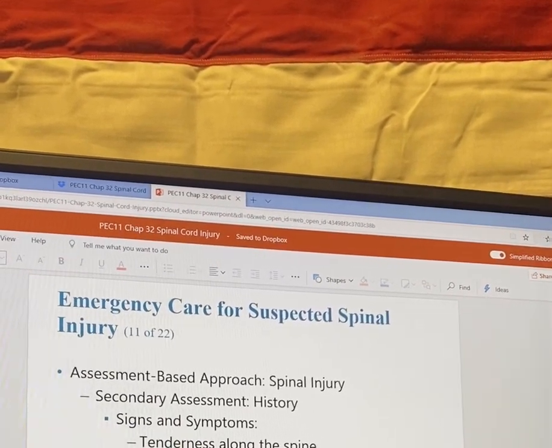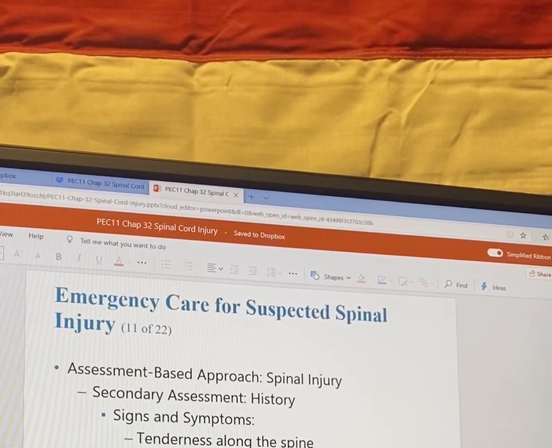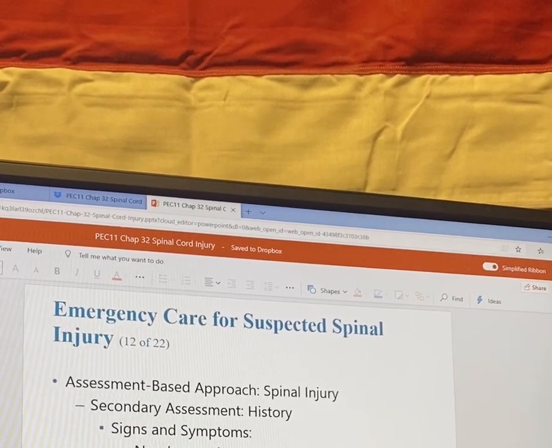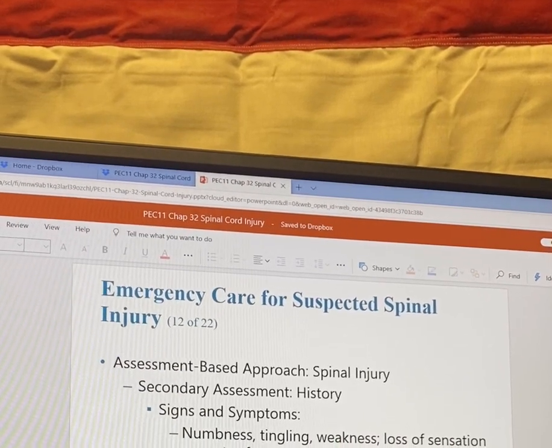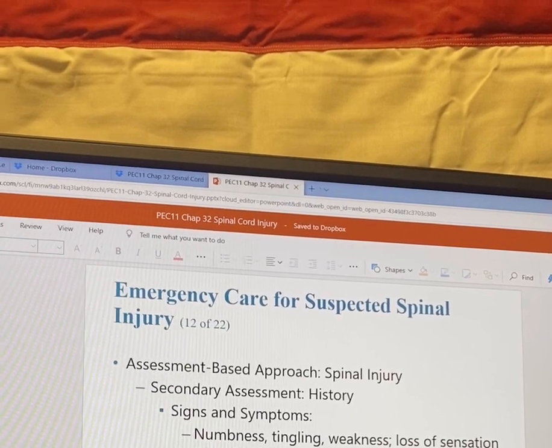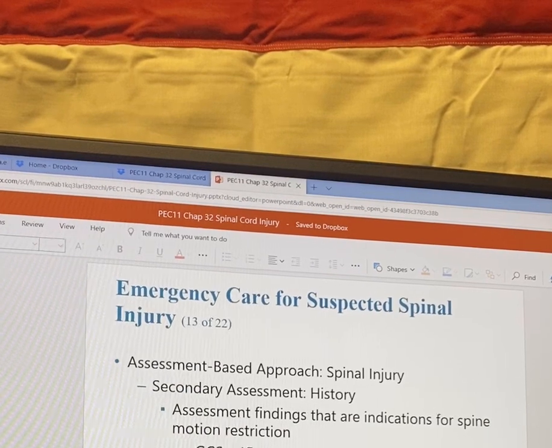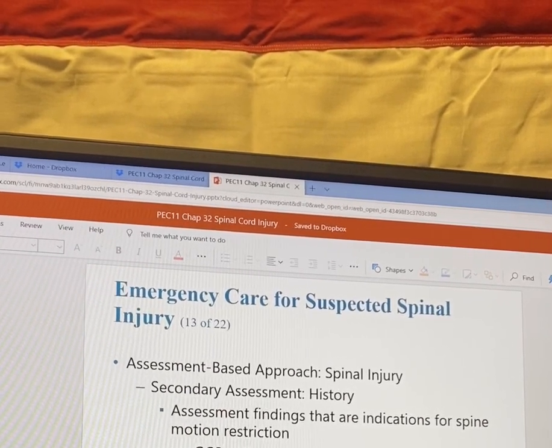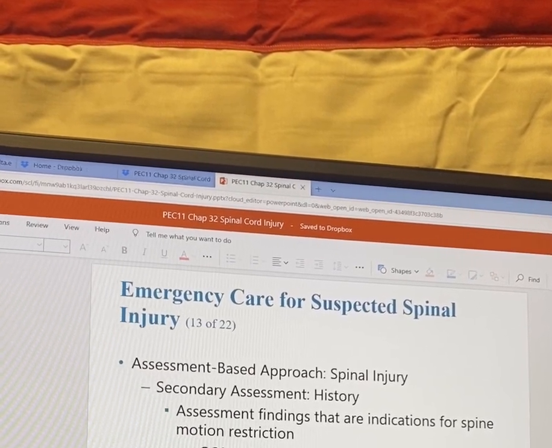Spine motion restriction should be based on physical assessment findings, not solely on the mechanism of injury. It is imperative to recognize that a patient's lack of pain in the spinal column or his ability to walk, move his extremities, and sensation does not rule out the possibility of spinal column or incomplete spinal cord injury. After a thorough assessment of a patient with blunt and penetrating trauma, these indicators show that the patient should be transported using spine motion restriction.